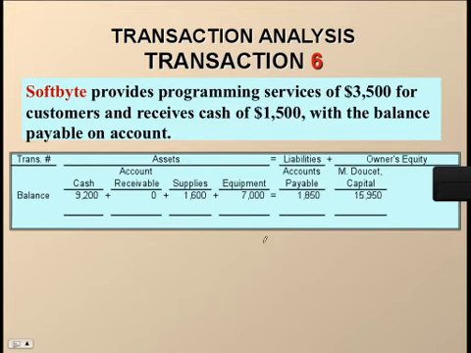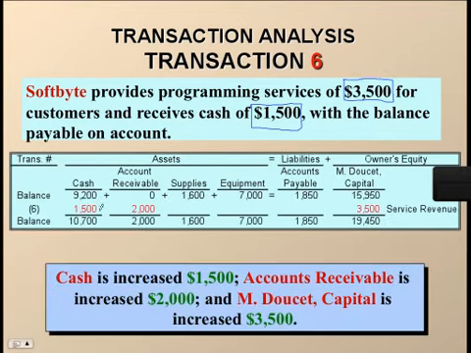Transaction number 6: SoftBite provides programming services of $3,500 for customers, and we receive $1,500 of cash with the rest due on account. Okay, so what do we know for sure? Well, our cash went up $1,500 and our service revenue went up $3,500. So here's our cash going up $1,500, and we also knew for sure our revenue went up by $3,500.